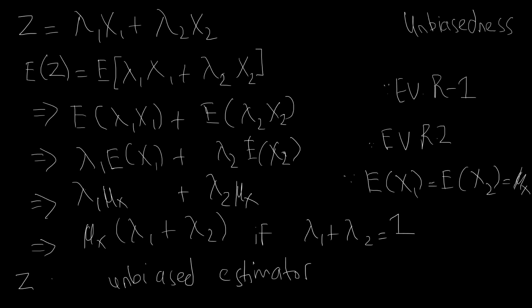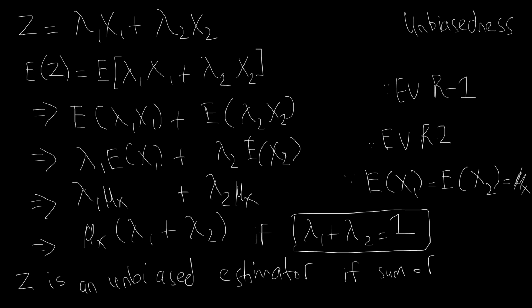Let me just rewrite this because my handwriting can sometimes be illegible. Okay, cool. So Z is an unbiased estimator if and only if the sum of the two weights, that is lambda 1 plus lambda 2, is equal to 1. So if the sum of weights equals 1. Okay, so we're done with the first property, that is unbiasedness. Now we are going to move on to the second property, that is variance, efficiency.